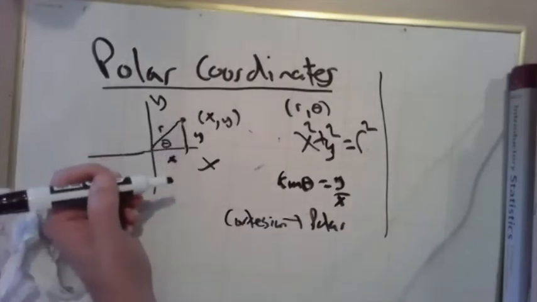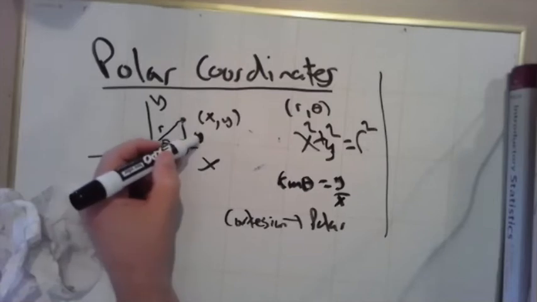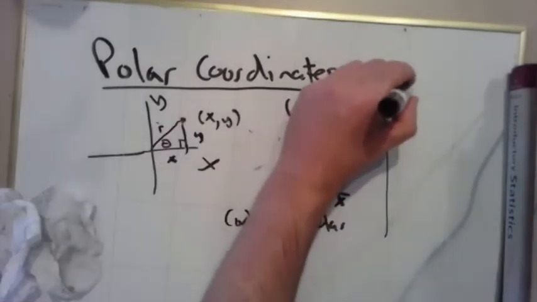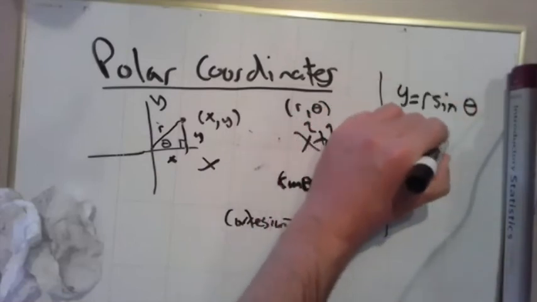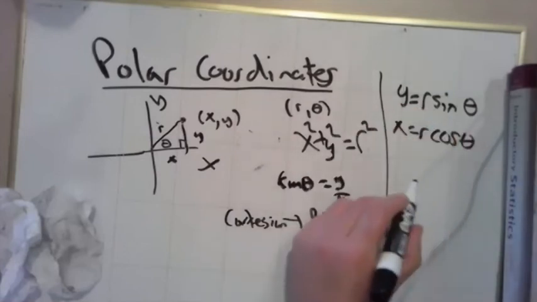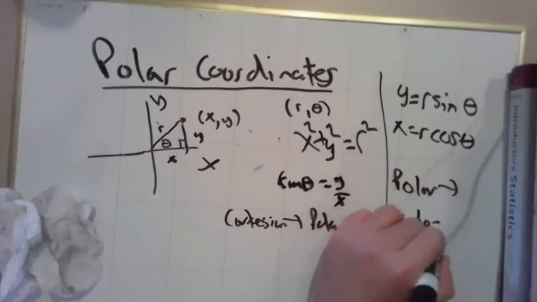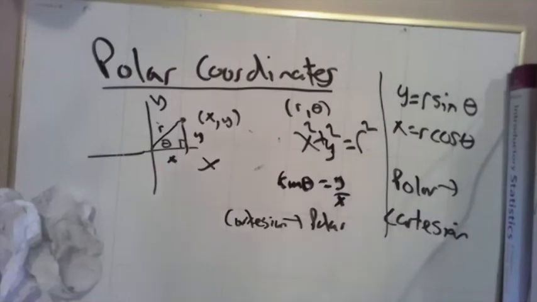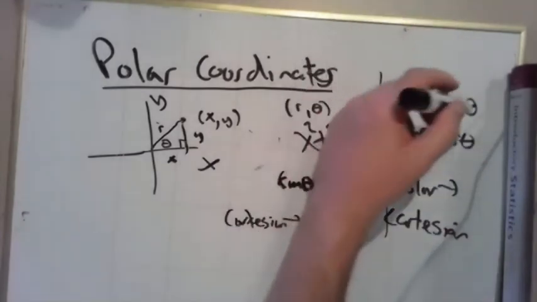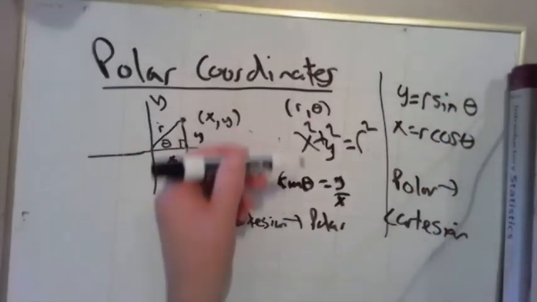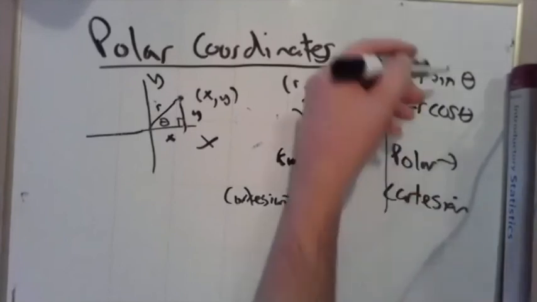If I know the polar, I could go back to Cartesian just by using trig. Look at this right triangle here. Sine of theta would be y over r. So y would be r sine theta. And x would be r cosine theta. So this is to go from polar back into Cartesian. Okay, so let's practice that. This way always works. This is the easiest version. This is really simple. Here we've got to do a little extra work. So easy, harder.